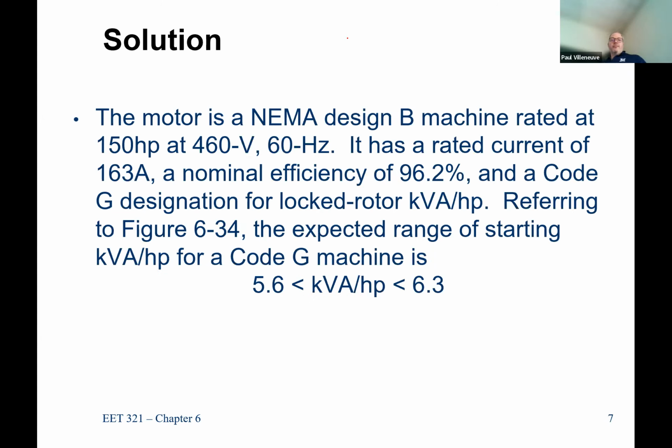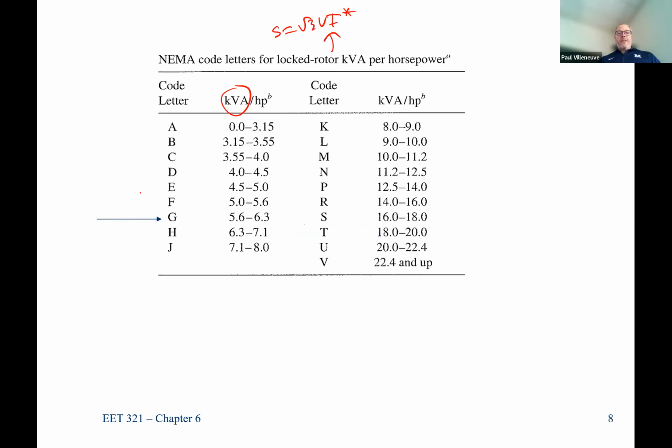So let's take a look at this particular machine. NEMA Design B, 150 horsepower, 460 volt. It's rated at 163 amps. Nominal efficiency, which is really quite high, 96.2%. It has a NEMA code G for starting. Now what we want to do is find a range of how much current this is actually going to take and compare that to that 163. So we pulled our 5.6 to 6.3.